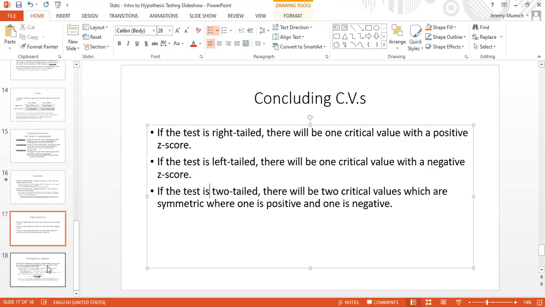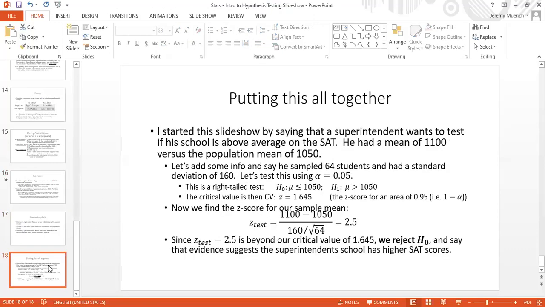And let's put this all together into a single example here. I started the slideshow by talking about a superintendent who wants to test if his school was above average on the SAT. We saw that he had a mean of 1100, and the population mean was 1050. So he wants to see if his mean of 1100 represents a significant difference from 1050, something he can adequately conclude, based on weight of evidence, didn't happen by chance, that his school is actually noticeably better.